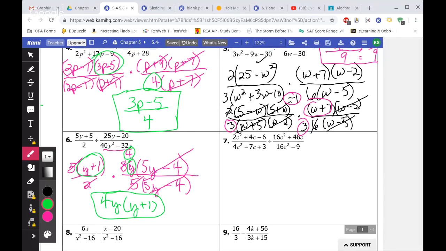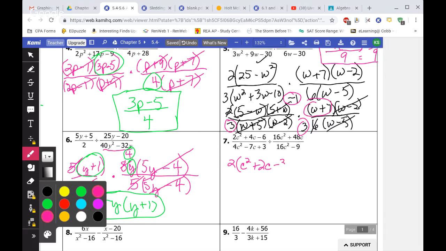Okay. Number 7. The numerator there, I can factor out a 2. That's going to leave me c squared plus 2c minus 3. And at the bottom, I'm going to do my side work on that because I can already see I need to use the AC method on that. So here's my side work for that. Two factors that multiply to give me a positive 12 that when I combine them, give me a negative 7. That's going to be my negative 4, negative 3. So 4c squared minus 4c minus 3c plus 3. I'm going to group them.